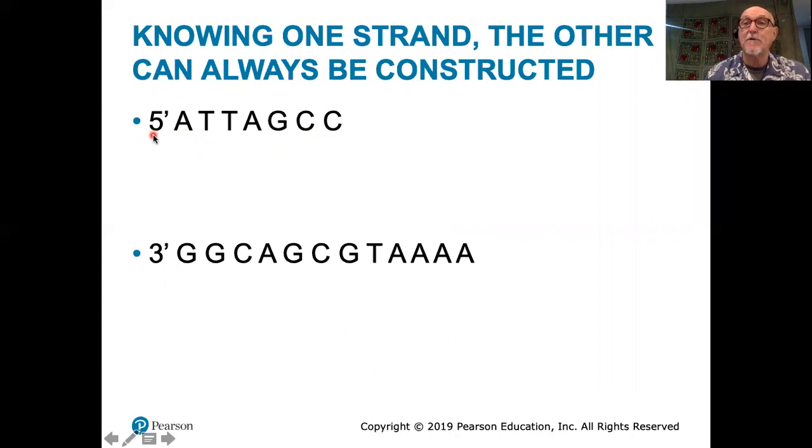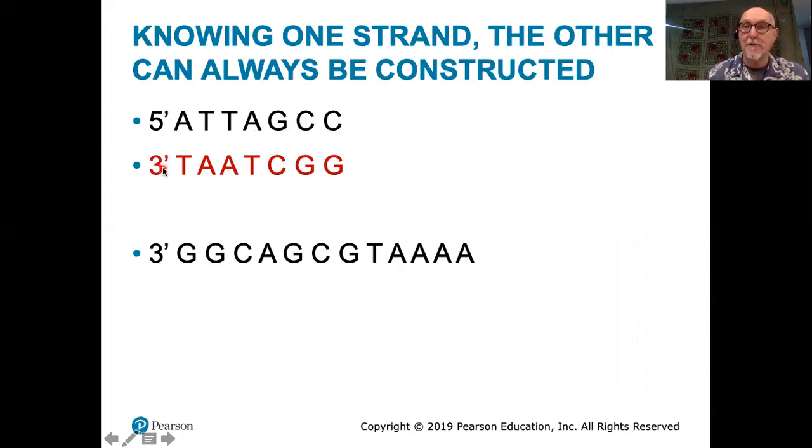Shout it out. Shout it at your computer. 3 prime. Okay. What is the matching base to A? Thymine, T. What's the matching base to T? Adenine, A. What's the matching base? A. What is the matching base? T. What is the matching base? Guanine to cytosine, C. What is the matching base to cytosine? Guanine. So I hope that I did it correctly. TAATCGG. That is the matching strand.